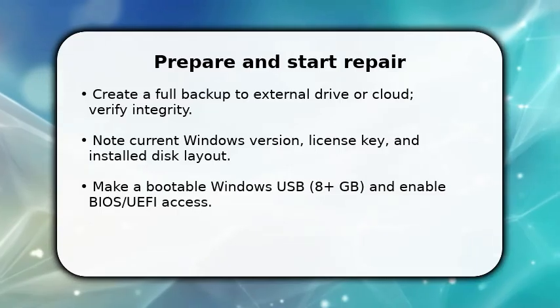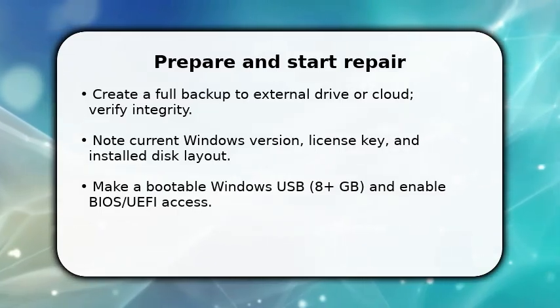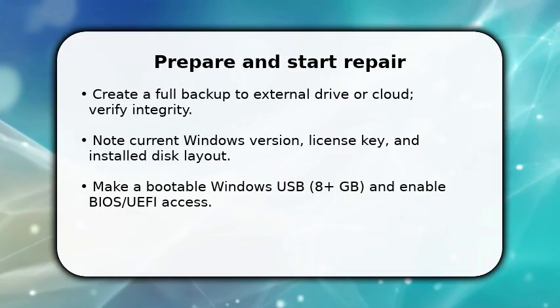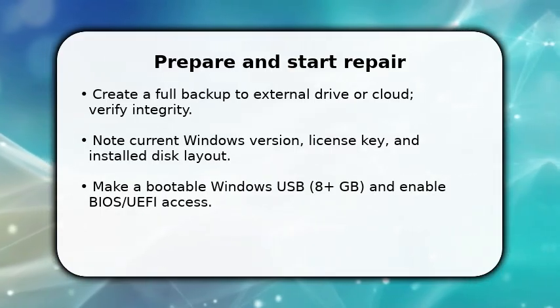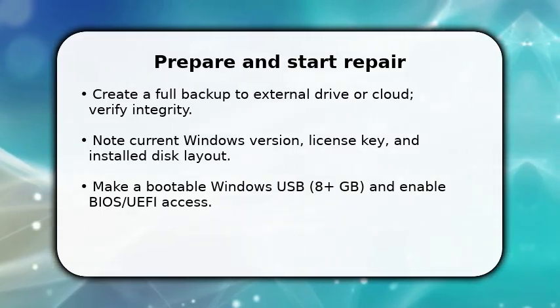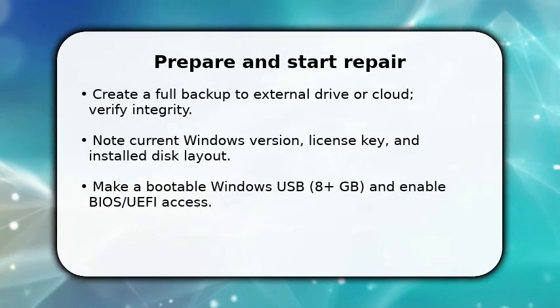You begin by protecting your data. Run a full backup to an external drive or cloud and verify the files open. Once done, document your Windows version and license so activation is simple later.